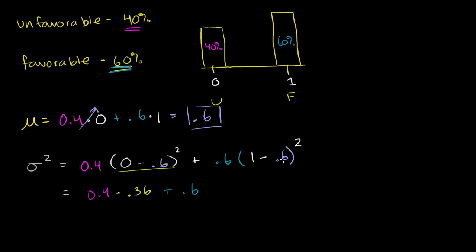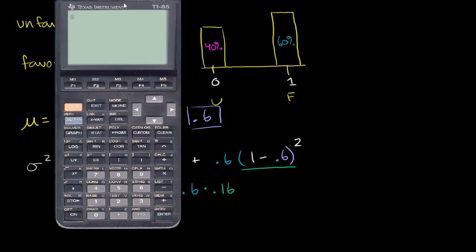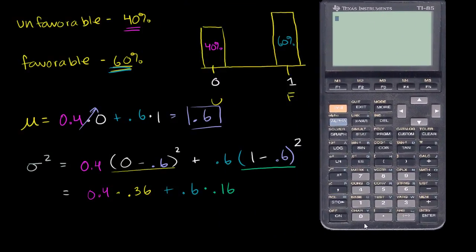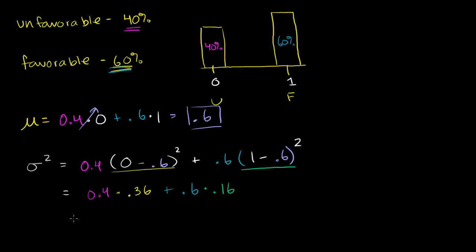Now 1 minus 0.6 is 0.4. 0.4 squared is 0.16. So this value right here is going to be 0.16. And let me get my calculator out to actually calculate these values. So this is going to be 0.4 times 0.36 plus 0.6 times 0.16, which is equal to 0.24.